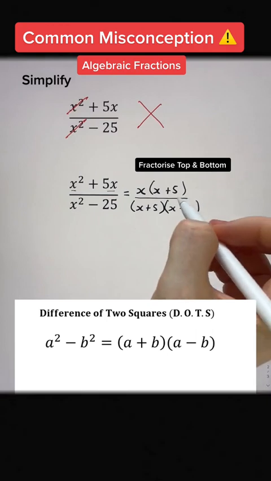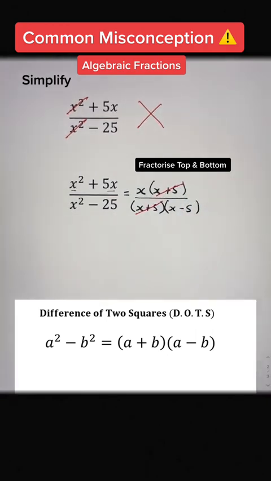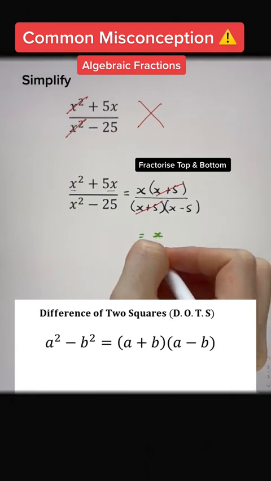Cancelling common factors, I now have x plus 5 common on the top and the bottom. Hence, my final solution is x over x minus 5.